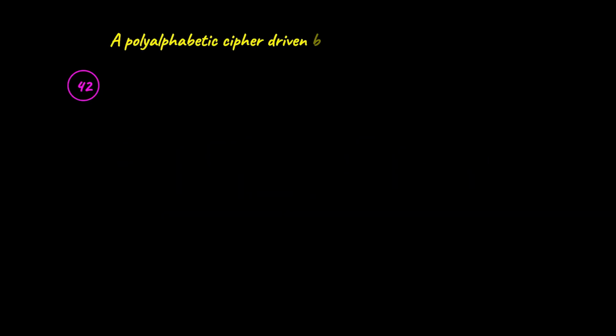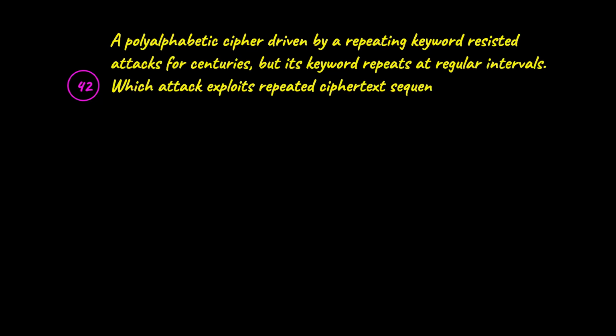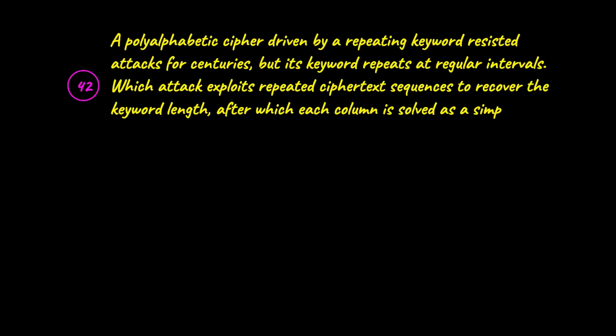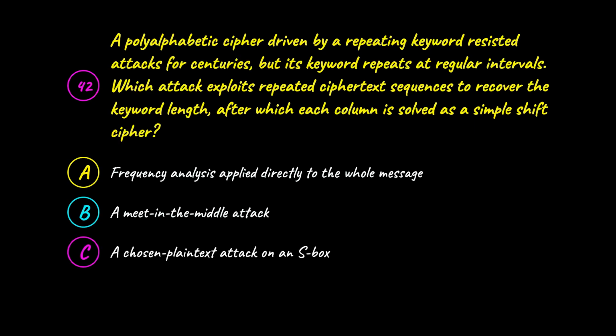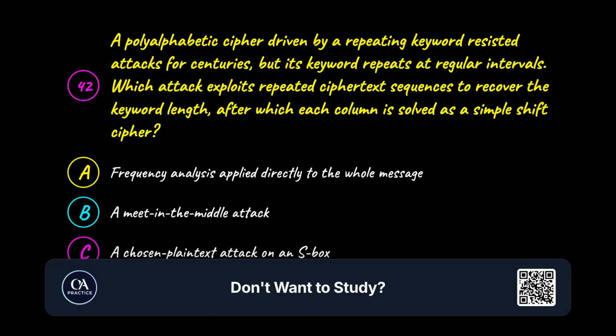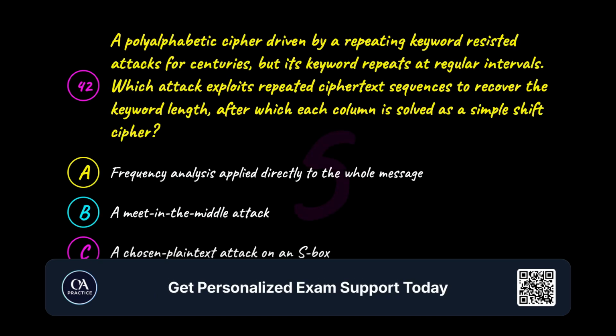Question 42. A polyalphabetic cipher driven by a repeating keyword resisted attacks for centuries, but its keyword repeats at regular intervals. Which attack exploits repeated ciphertext sequences to recover the keyword length, after which each column is solved as a simple shift cipher? Your options are A. Frequency analysis applied directly to the whole message. B. A meet-in-the-middle attack. C. A chosen plaintext attack on an S-box. D. Kasiski examination. Take a second. Which answer would you pick?